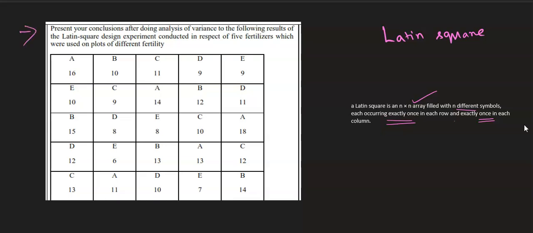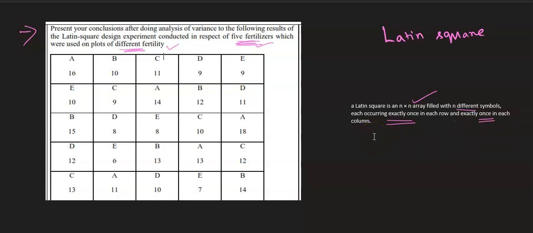Present your conclusions after doing analysis of variance to the following results of a Latin square design experiment conducted in respective 5 fertilizers which are used on plots of different fertility. So here we have the category, 5 different fertilizers, and it is used on the plots of different fertility.